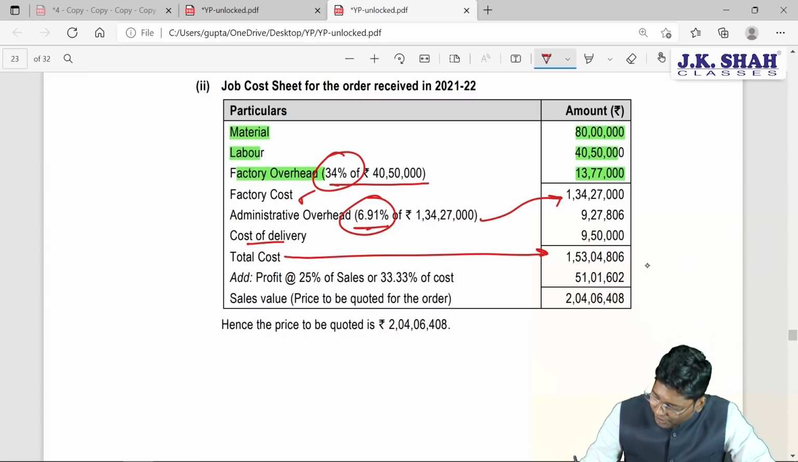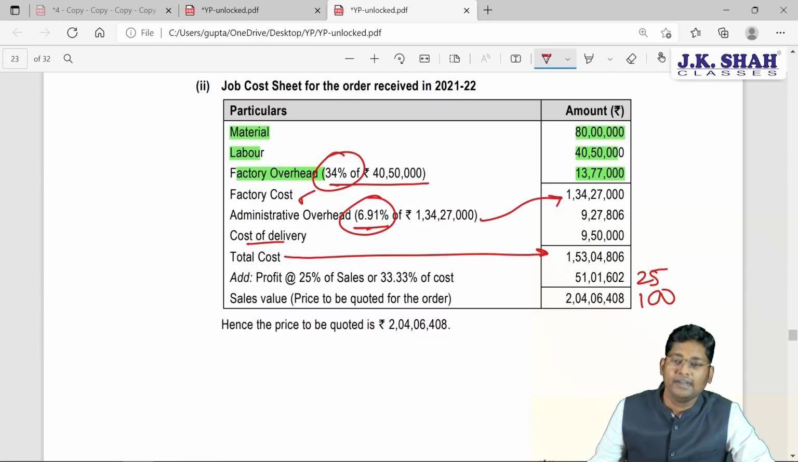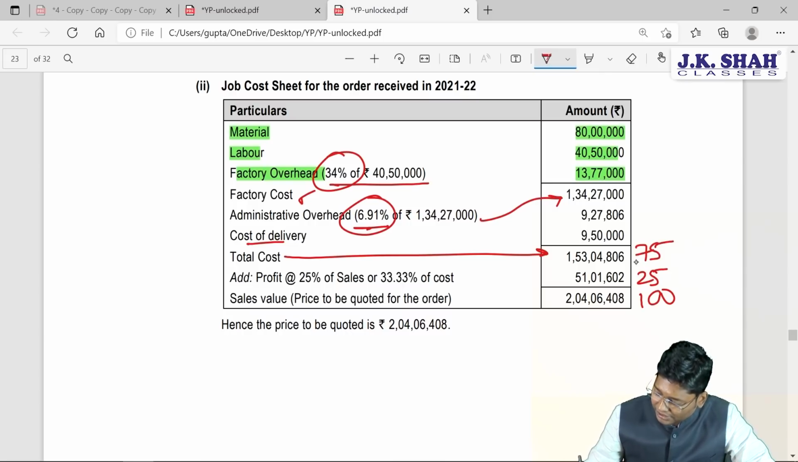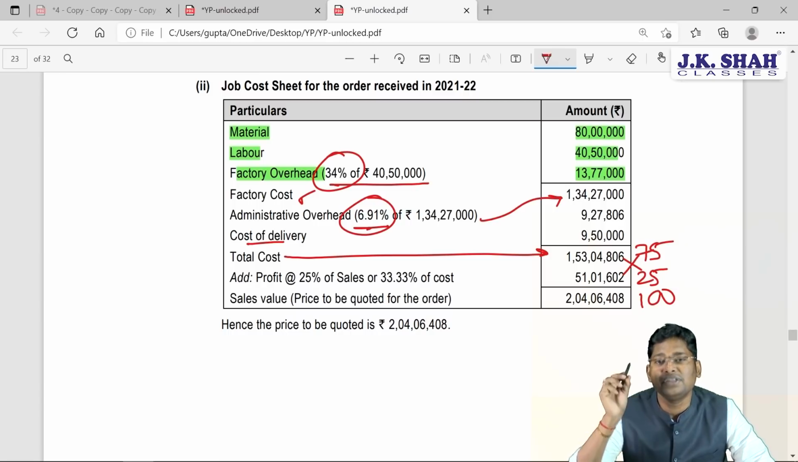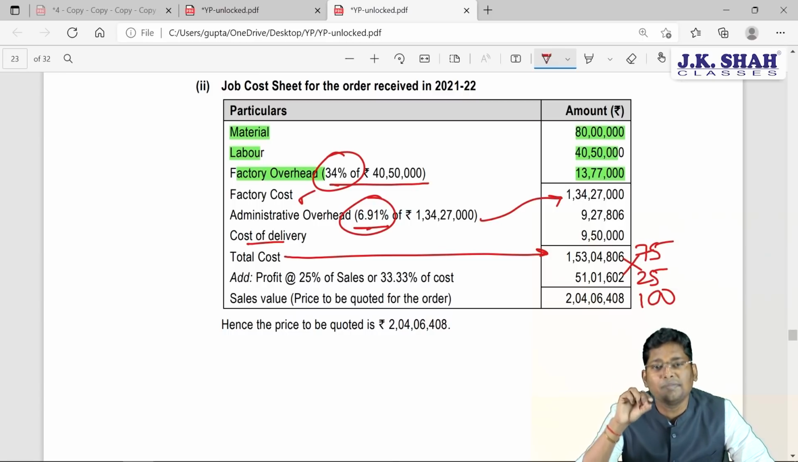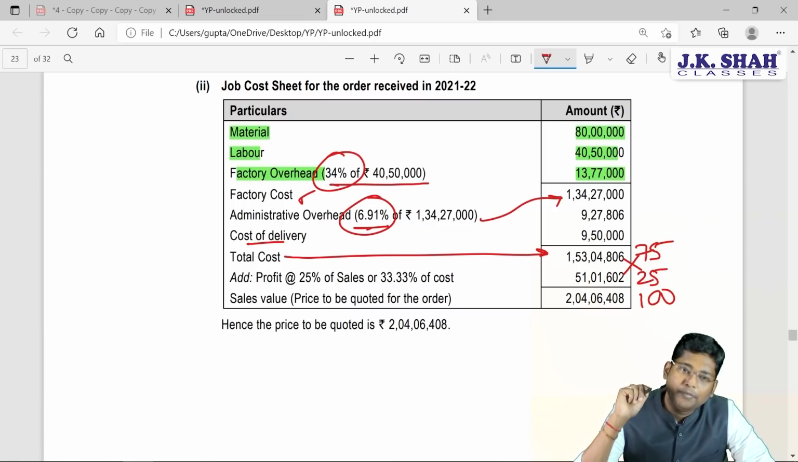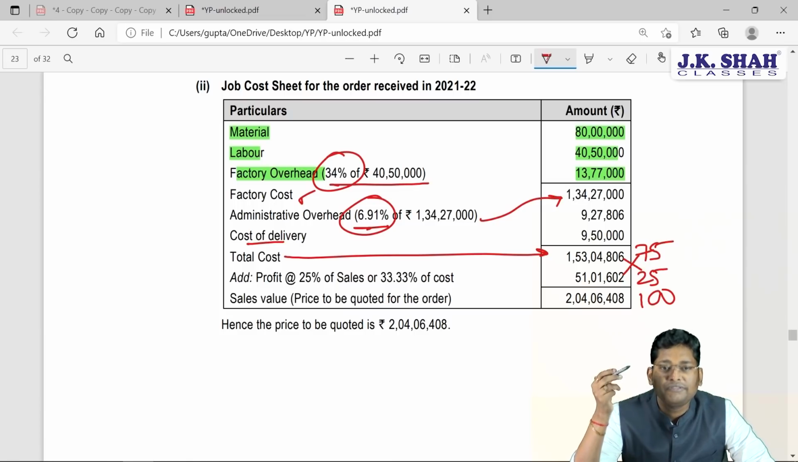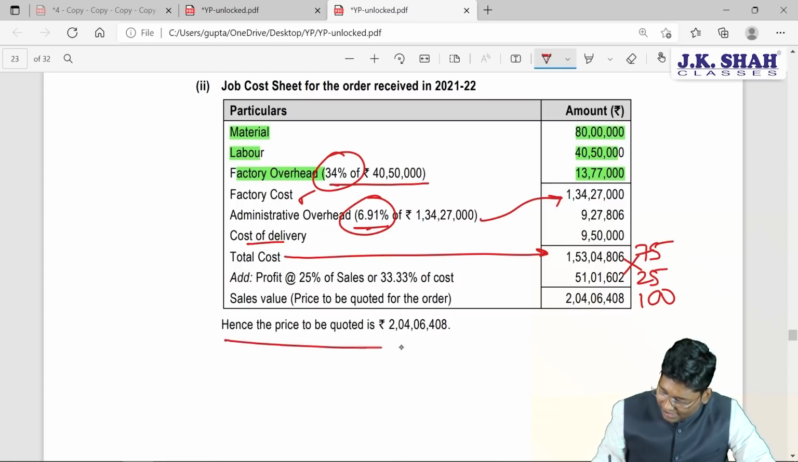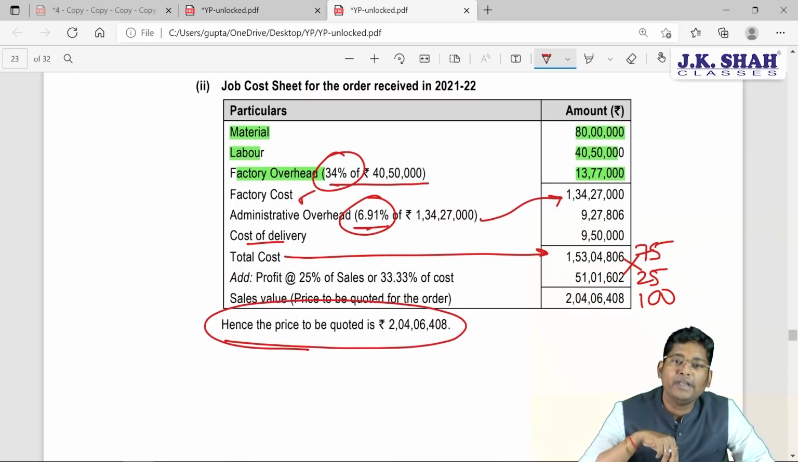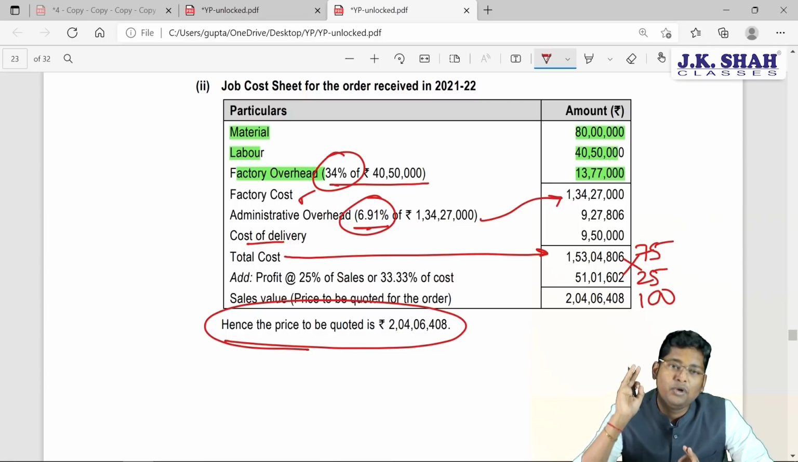As per given information, your profit is 25% on sales. That means when sales is 100, profit is 25%, which means your cost is 75%. Simply you need to cross multiply. Ultimately you will be getting the profit, and by adding profit to the cost, finally you are going to get the sales value. The total sales value to be quoted came to 2,04,06,408. This is the easiest and simplest question, carrying weightage up to 8 marks from an exam point of view.